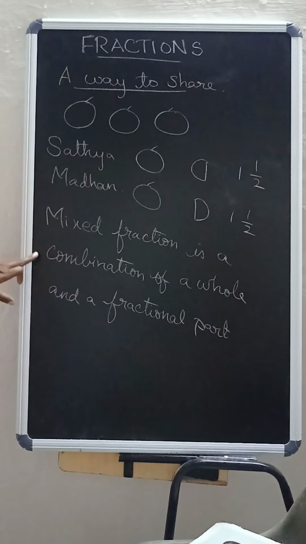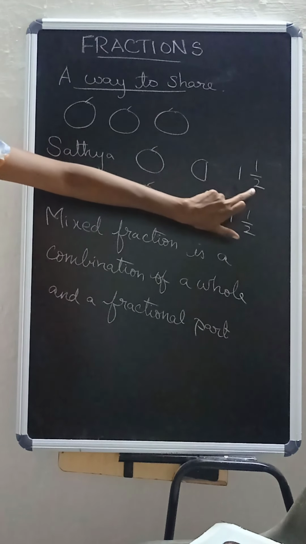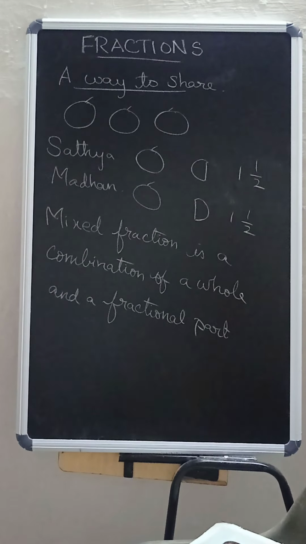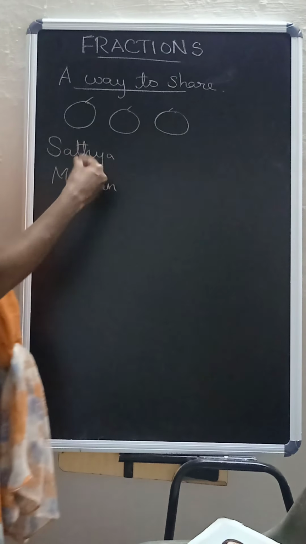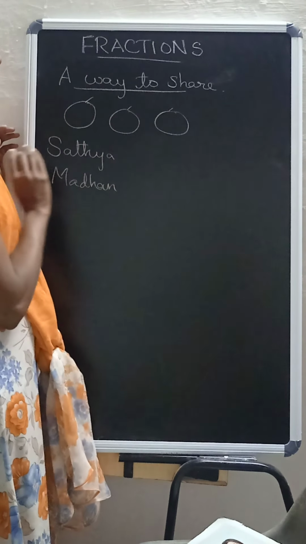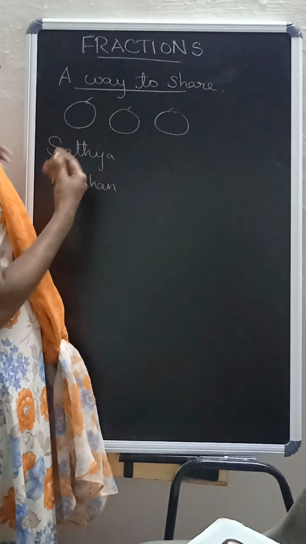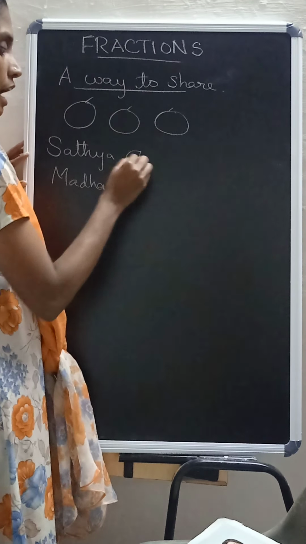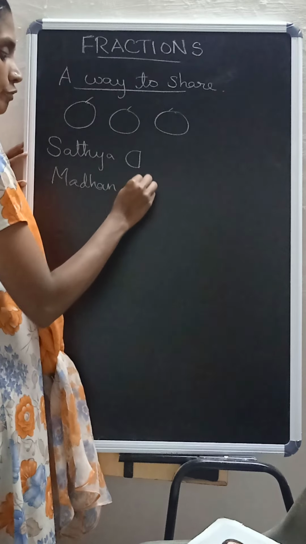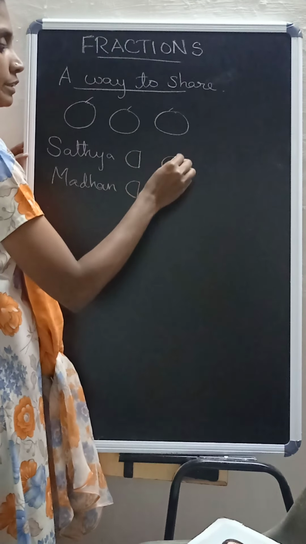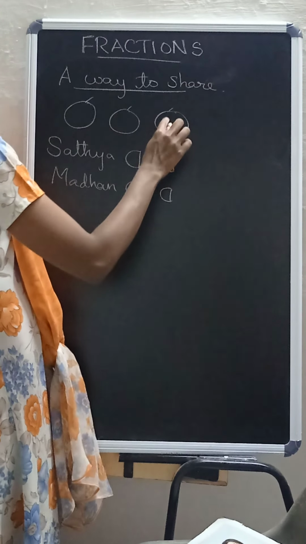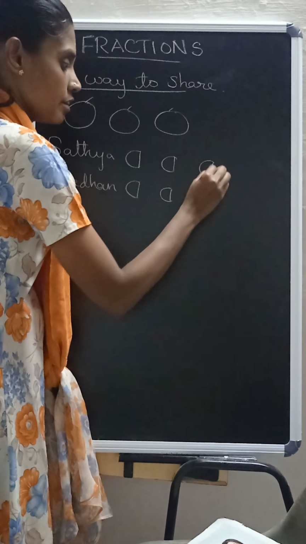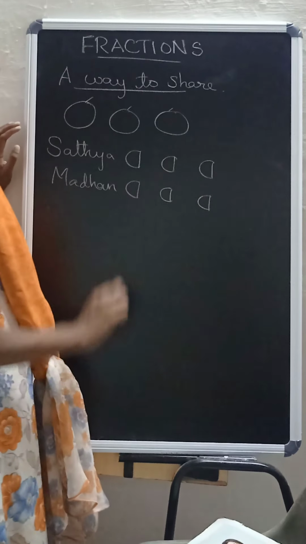Mixed fraction is a combination of a whole and a fractional part. Now, Madan thought of another way. What he did is, he cut all the 3 govas into half and gave it to them. See, half to Satya, half to Madan. Then he took this gova, cut it into half, half to Satya, half to Madan. This gova is also cut into half to Satya and half to Madan.